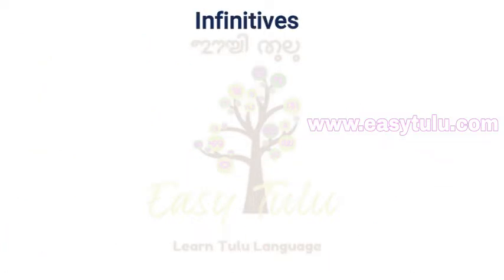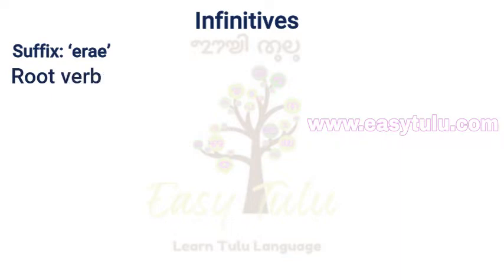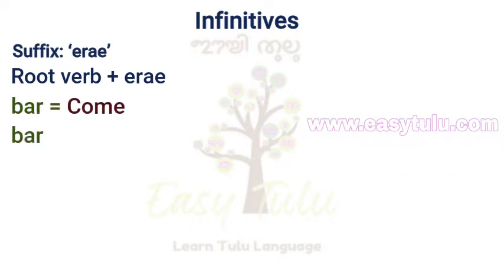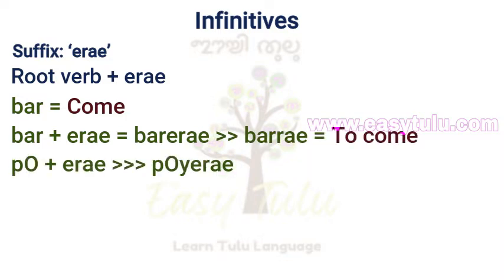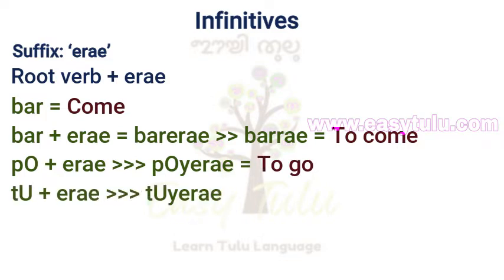Okay, now let us see infinitives in Tulu. The suffix is ere or are. The suffix ere or are is added to root verb. For example, baru means come. Baru plus ere, barere, or barre, means to come. Po plus era, poyara, means to go.